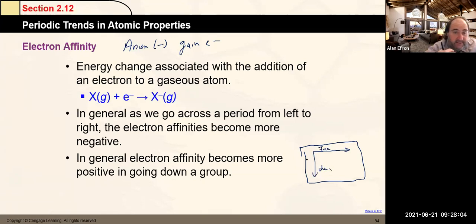So things typically, as you go up and to the right, have a high electron affinity, which means that they pretty much like electrons and will gain electrons. Guys to the left there typically will lose electrons and become positively charged.